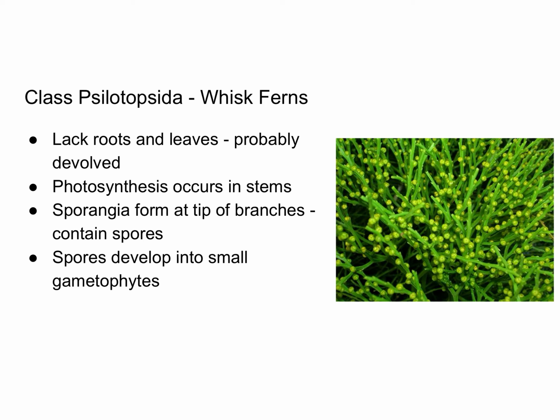Photosynthesis occurs in the green stems, and you can see on the picture here that there are these sporangia that form at the tips of the branches. And these sporangia is where the spores are contained and released. When the spores are released and germinate, they develop into small gametophytes.